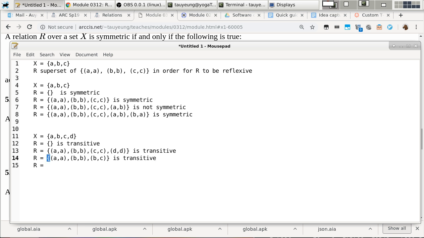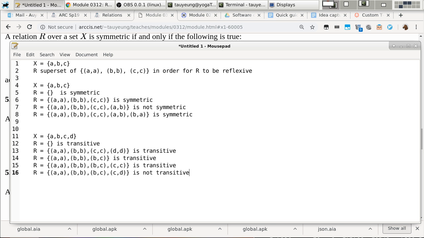Okay, let's look at the next one. What if I throw in CC? Would that make it not transitive? It is still transitive. All right, so let's see whether this one is transitive or not. So R is this. And then I decide to choose, let's put CD in it too. Now it is not transitive. Yep, you will need BD to be in it in order to be transitive.